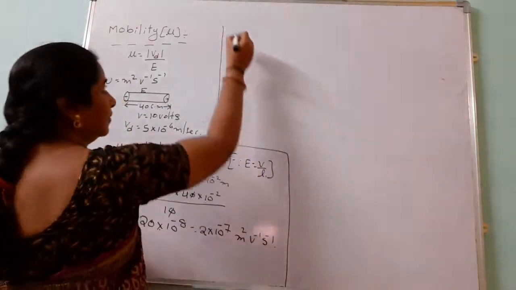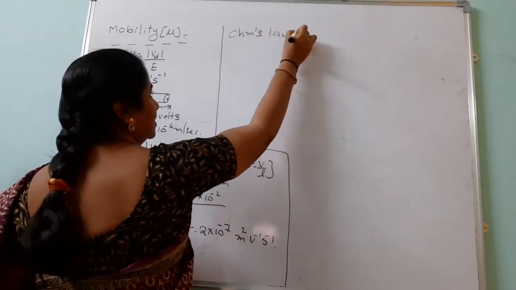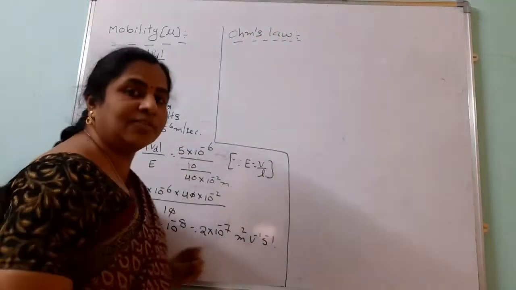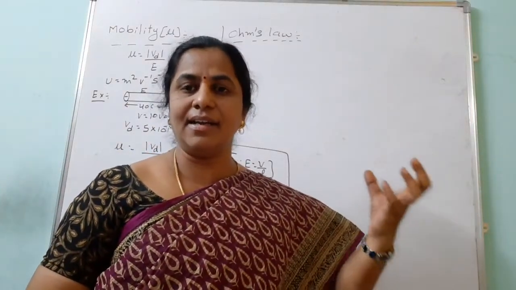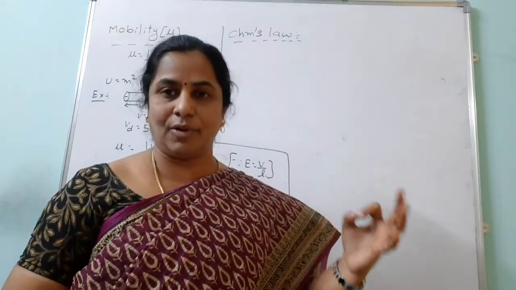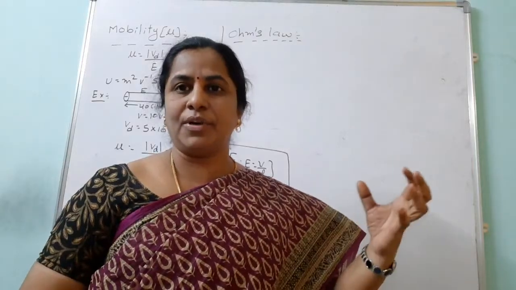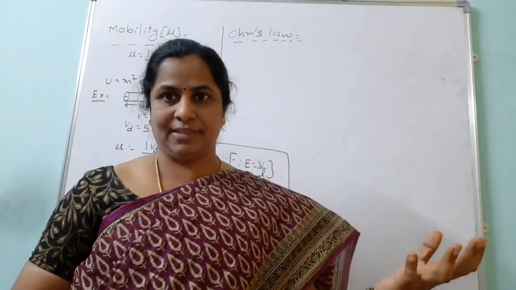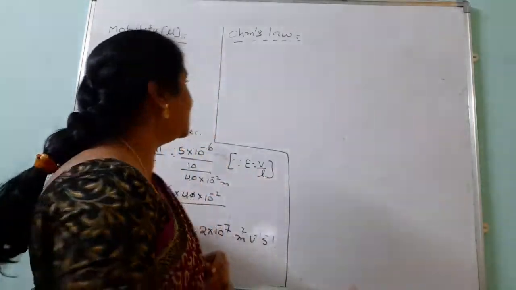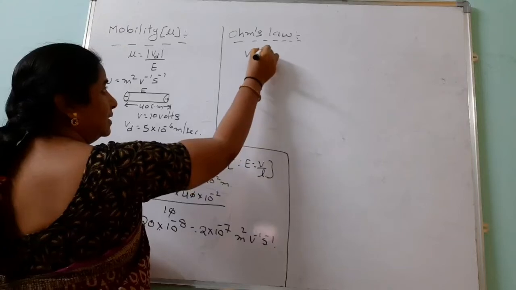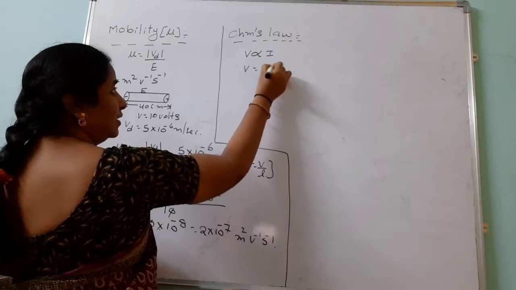Ohm's law. What is Ohm's law? First of all, it gives the relation between potential, electric current and resistance. Three parameters are involved. What is the statement? At constant temperature, potential is directly proportional to current. When we increase the potential, the current also increases. How to express that? Potential is directly proportional to current. Instead of proportionality, we get one constant.